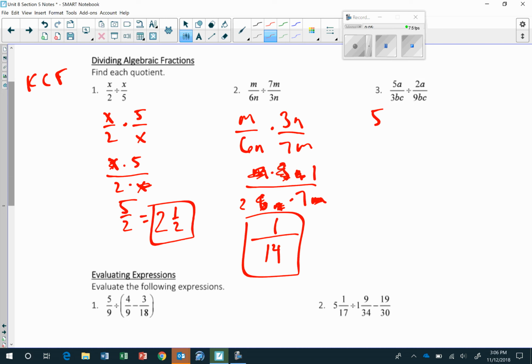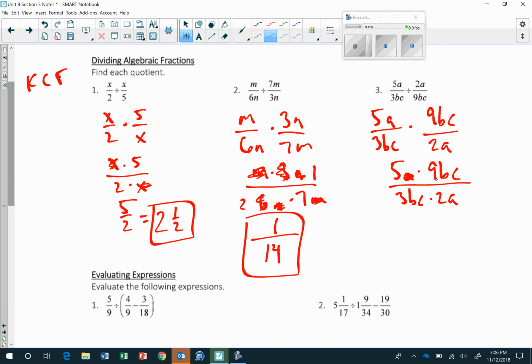Number 3, keep the first one the same. Change division to multiplication. Take the reciprocal of the second one. I can write it all as 1 big fraction. And now cancel out anything they have in common.